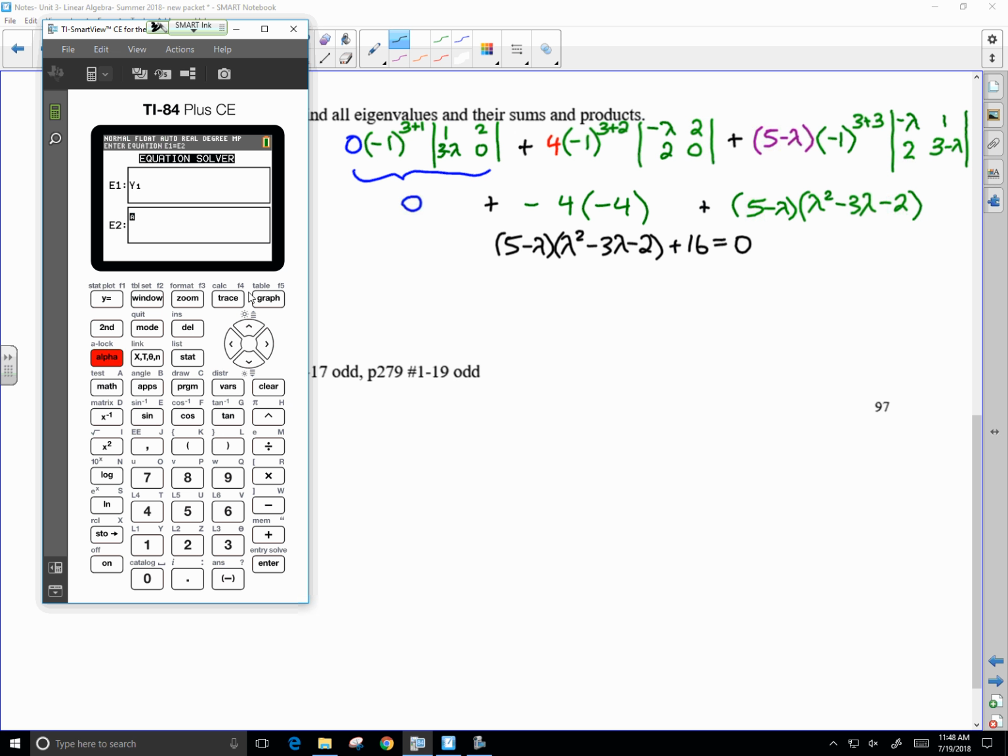Y1 should be equal to y2. And where it says x equals, do an alpha enter to solve. It'll just shout out one of the solutions for you. And then just put in a different guess, like -10. You know, something in the positive neck of the woods, something in the negative neck of the woods. Alpha enter.